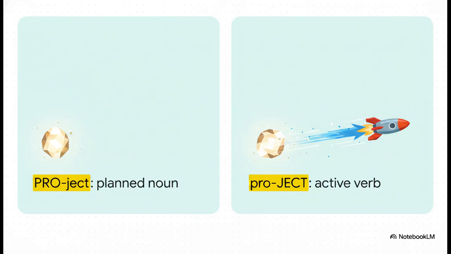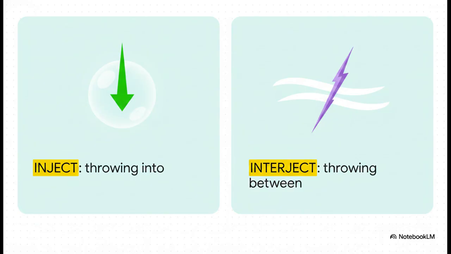It's wild. Finally, don't confuse your directions here. One is a physical entry into an inner core, while the other is a verbal interruption cutting across communication. Inject is going straight into something physical. Interject is throwing something between, usually in dialogue. Getting your prefixes straight ensures you don't accidentally say you're going to inject a comment into a meeting.